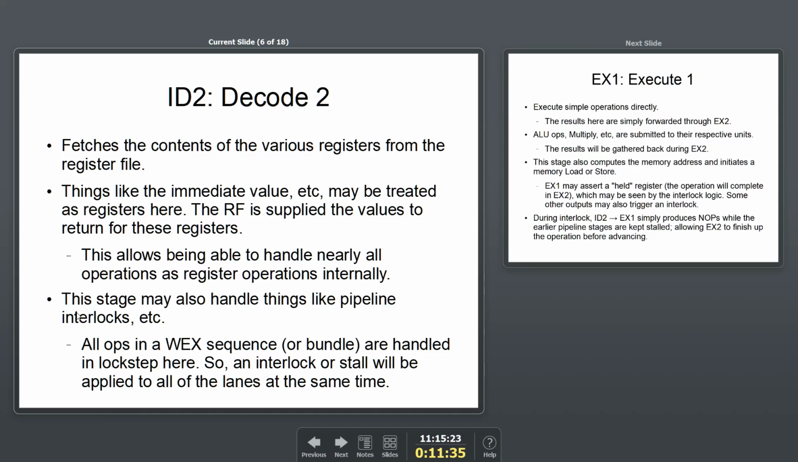This stage may also handle things like pipeline interlocks and so on. Basically, if the value won't be ready until EX2, but it's needed in ID2, then it will interlock in ID2, and the next cycle will basically just feed NOPs into the following execute stages.